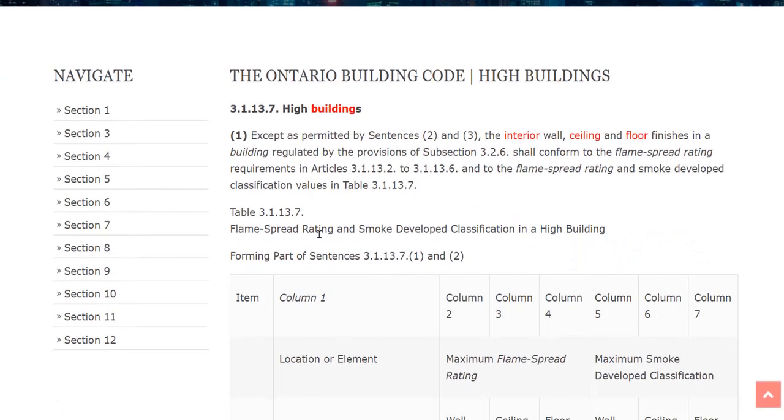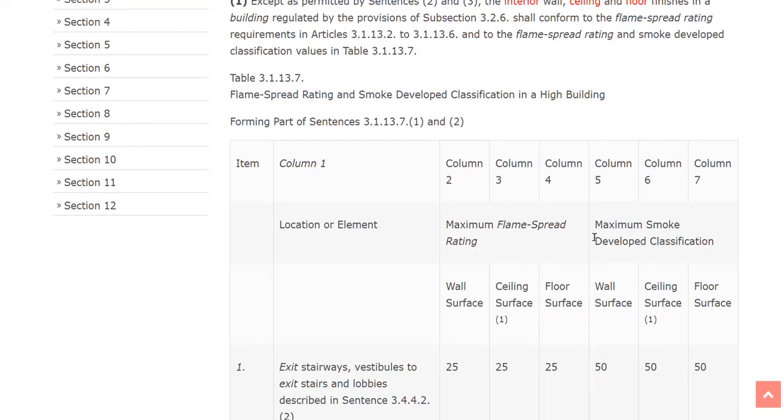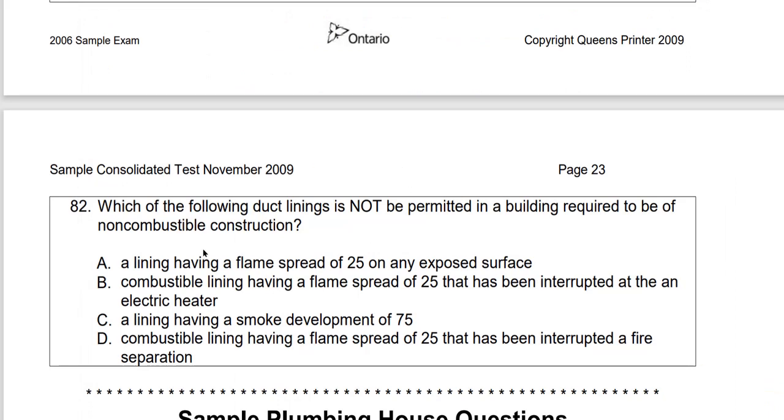Yes, it's a high building. So it comes under the maximum smoke development classification. How did we determine that for a second? So lining having a flame spread rating of 25, no. Combustible lining has a flame spread of 25. Sometimes when they do these 25, you have to look for something that is not within that section. Once you're dealing with duct lining and non-combustible construction, duct lining is kind of like flame spread rating.